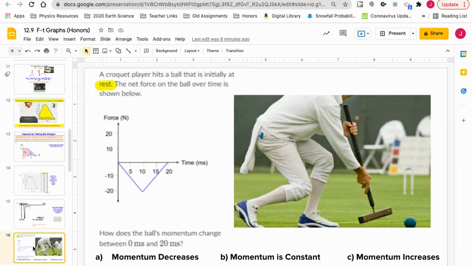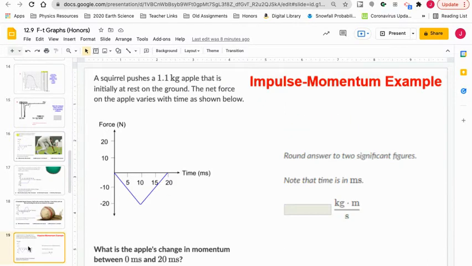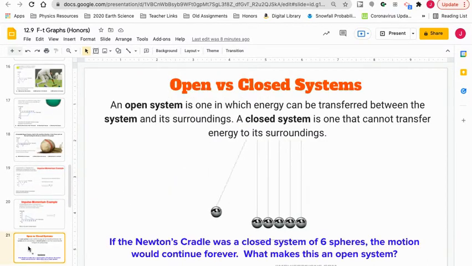Work your way through these. All the answers are in the speaker notes, so you can see the questions here. Just work your way through these and check your answers, and make sure that you're doing fine. There's not too many of these problems, but I do think they're beneficial.